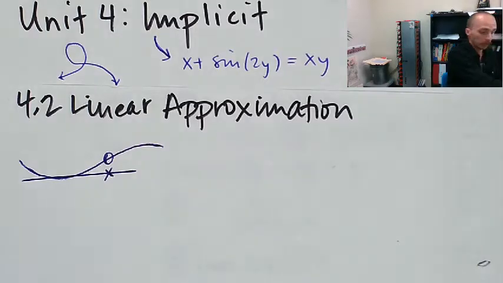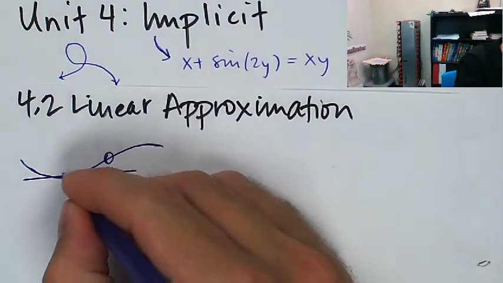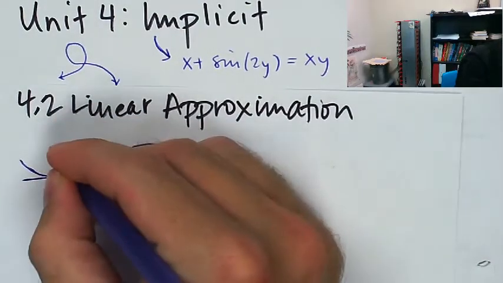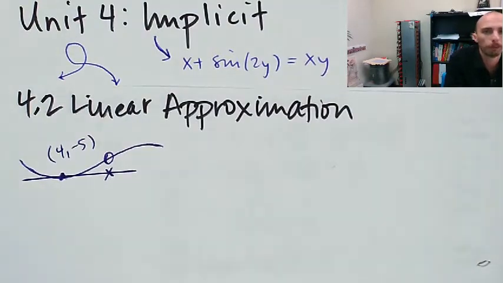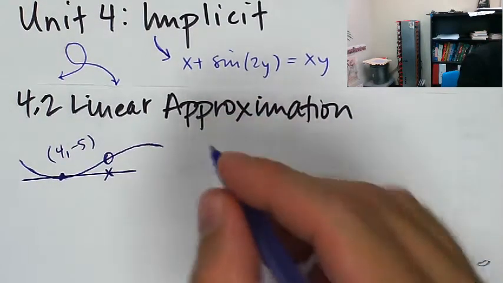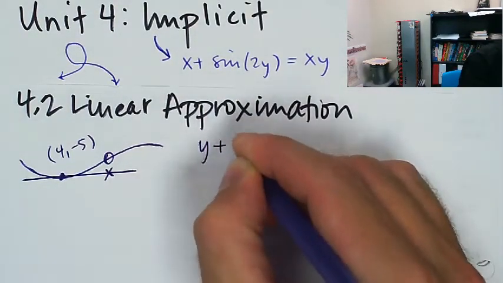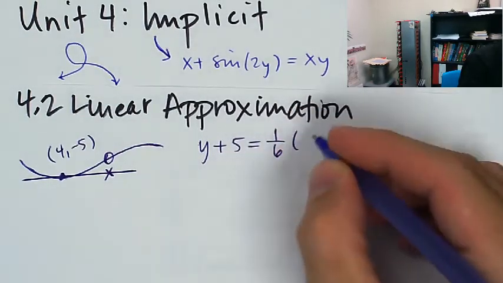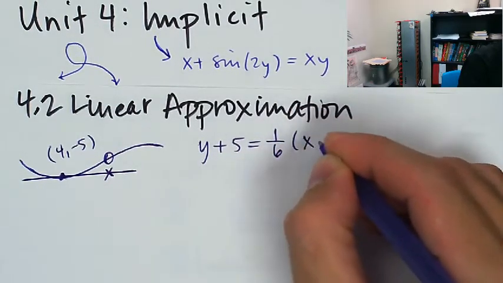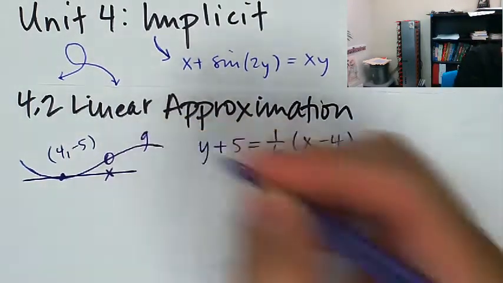Okay, so what we really did was we said, suppose we determined that this point was (4, -5). The slope was, I don't know, looks like a fifth, or maybe I'll make it a sixth. All right, so we write down the equation of the tangent line. y minus -5 is equal to 1/6 of x minus 4. And this is the graph of g of x.